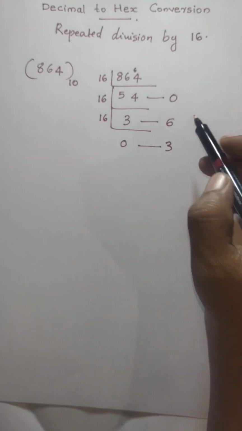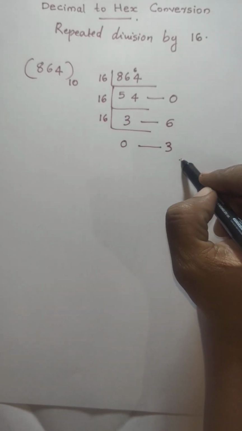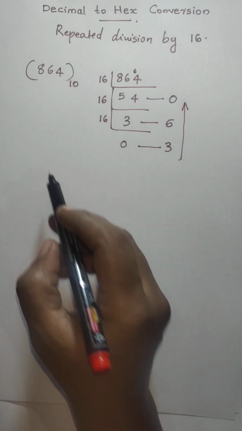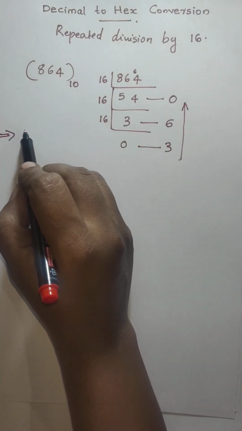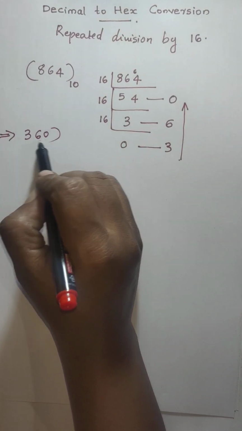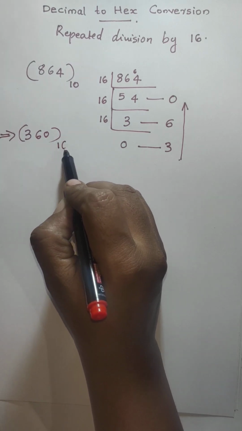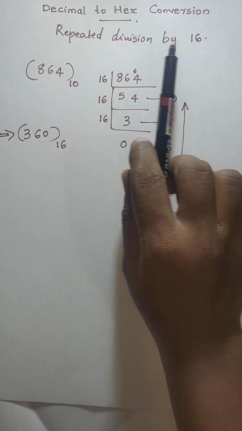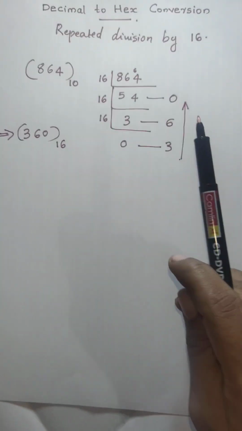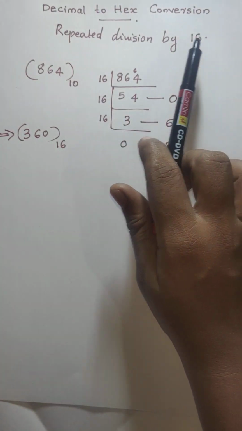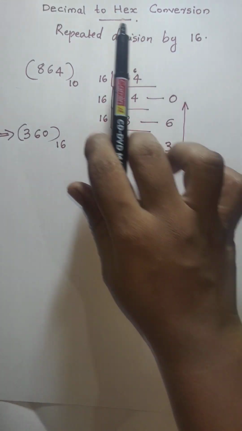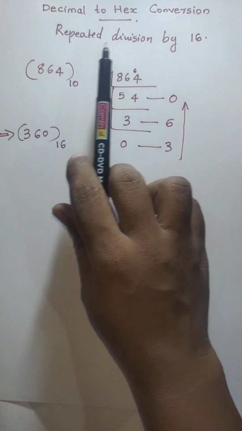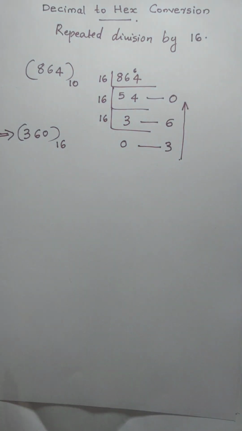So we take the numbers from bottom to top. The answer is 360 to the base 16. This is the hexadecimal value of this decimal number. Do remember this: repeated division by 16. Decimal to binary, repeated division by 2. Decimal to octal, repeated division by 8. And decimal to hex, repeated division by 16.